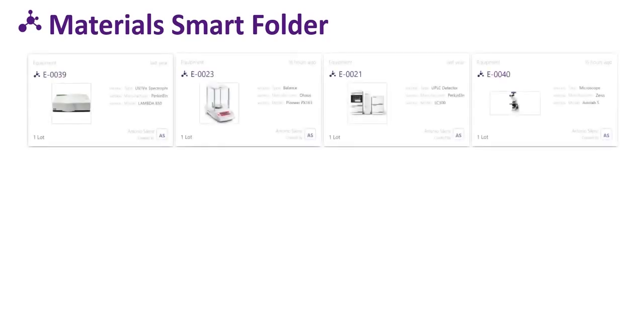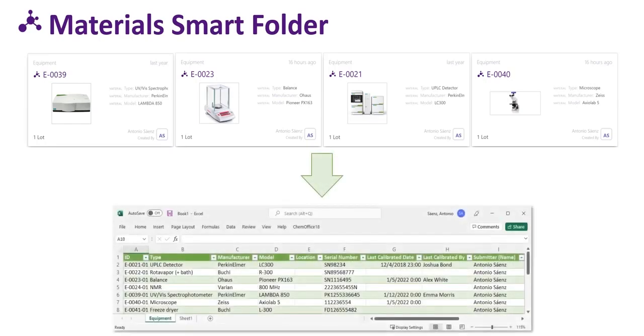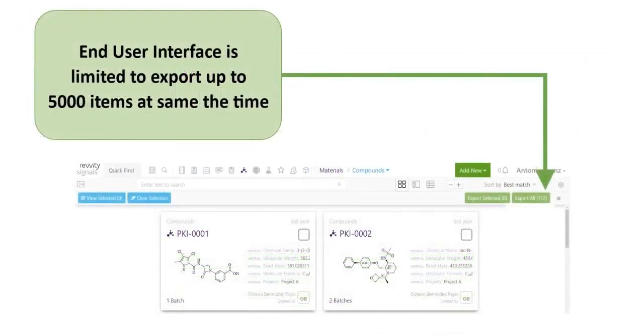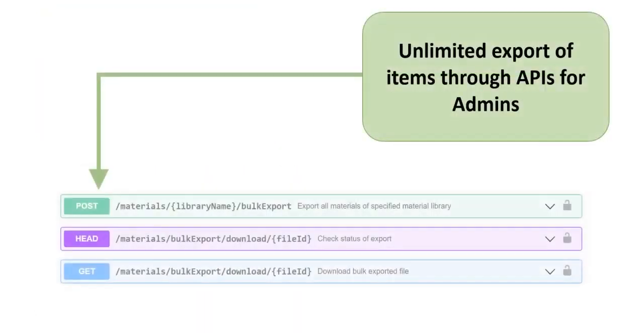There may come a time when it is necessary to pull a copy of the materials and their corresponding details from Signals Notebook. Sometimes these exports may be larger than 5,000 materials, which is the limit of the end-user interface. Administrators can make use of the APIs offered by Signals Notebook to export larger materials libraries. For this video, our Signals Notebook is set up with the most common libraries, compounds and equipment, but the steps shown here will be the same regardless of library type.